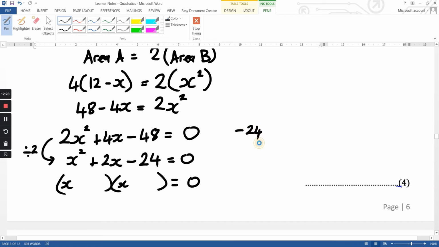And we need minus 24, and that's going to make positive 2. So two numbers that make minus 24. 6 and 4, definitely, isn't it? 6 and 4. One of them has to be negative, which is that one. So that will be that.